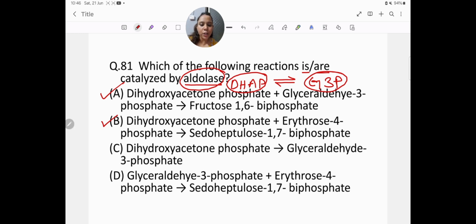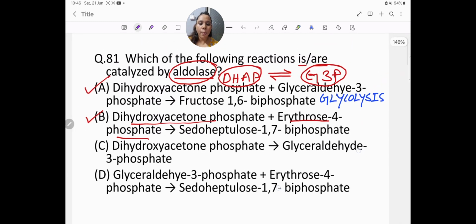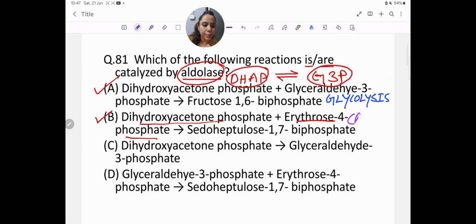Aldolase converts dihydroxyacetone phosphate plus erythrose 4-phosphate to pseudoheptulose 1,7-bisphosphate, this is true for the Calvin cycle, which is for plants, and for animals that is glycolysis, option A. Okay, so option A is glycolysis. Option B is for the Calvin cycle. Calvin cycle for plants and glycolysis for animals. Okay.